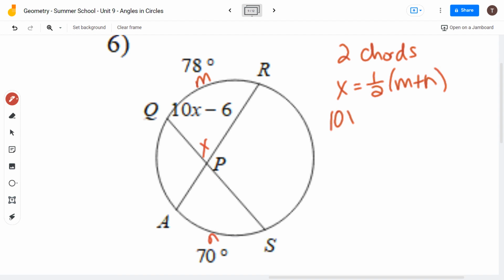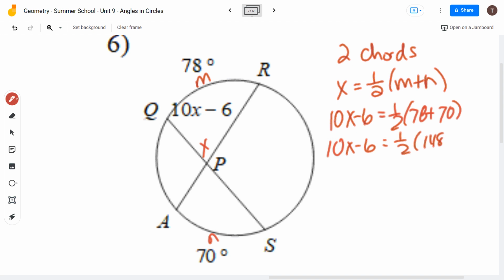So my x is 10x minus 6. I said my m was 78 and my n was 70. So 10x minus 6 equals half of 78 plus 70. 78 plus 70 is 148. Half times 148 is 74. So I add the 6 to both sides, I get 10x equals 80. If I divide by 10, x equals 8.